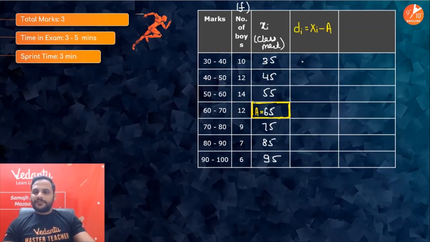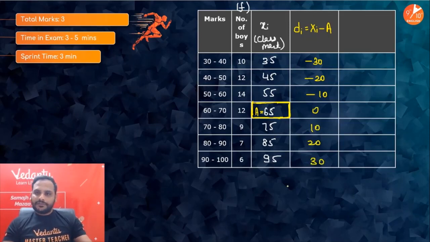So 35 minus 65 will be minus 30. 45 minus 65 is minus 20. 55 minus 65 is minus 10. Then 0. 75 minus 65 is 10, then 20 and 30. Right? We have got these values. This is the important part.